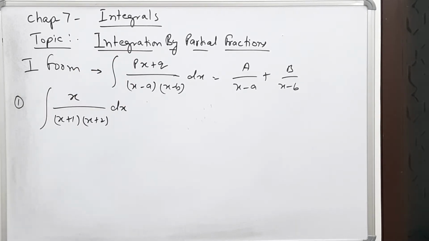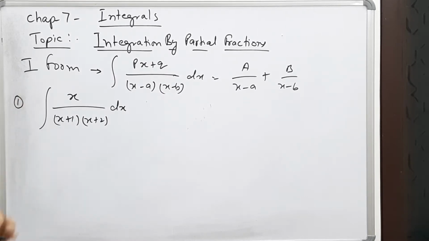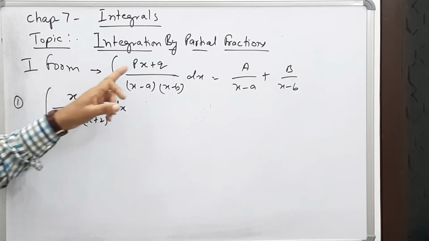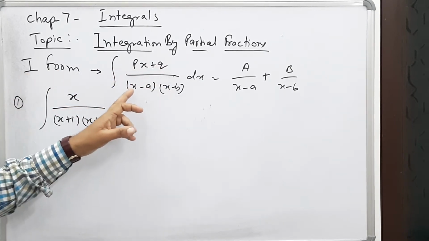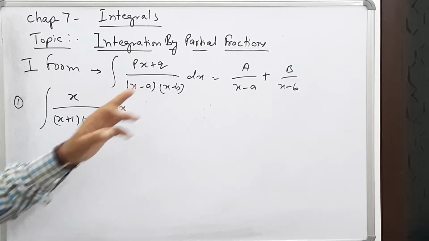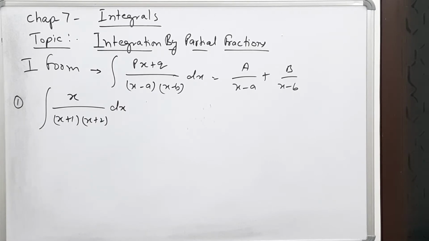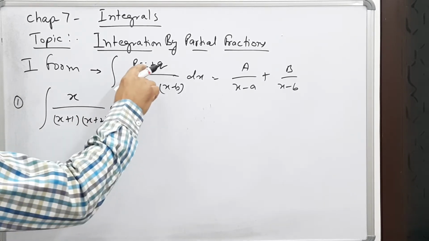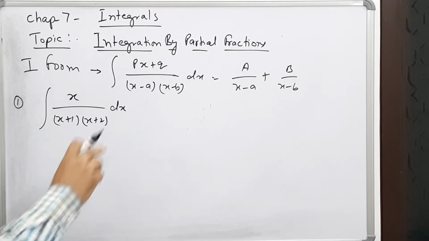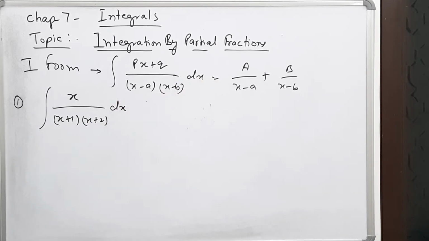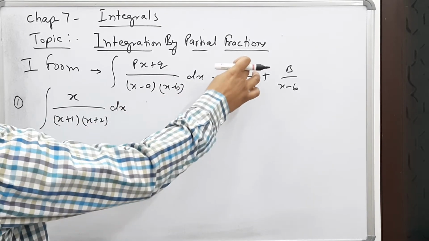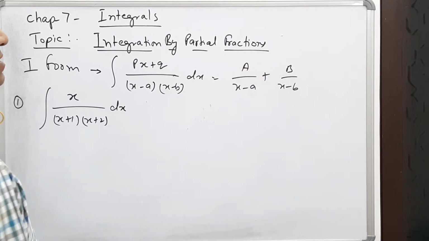In this video I will explain integration by partial fractions. In this topic there are 5 forms. The first form is (px + q) upon (x - a)(x - b). That is linear upon quadratic, and this quadratic can be factorized. Then we convert this into the form A upon (x - a) plus B upon (x - b).